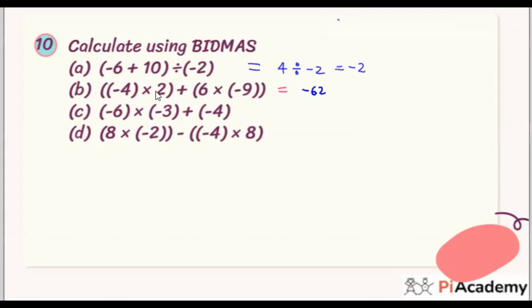-4 times 2, that is what is going to happen in this bracket. First of all, this bracket is going to be -8, okay? Now in this bracket, what is going to happen? 6 times 9, that is also 54, okay? Now if you are adding two negative numbers, then your answer is going to be negative. And 54 and 8 will be 62, but it's -62. So -62, that is absolutely correct. Very well. Let's have the next question.